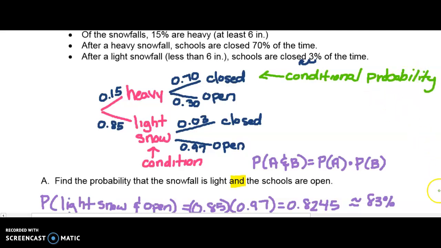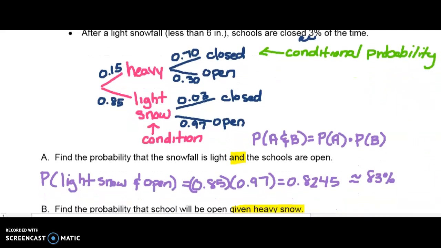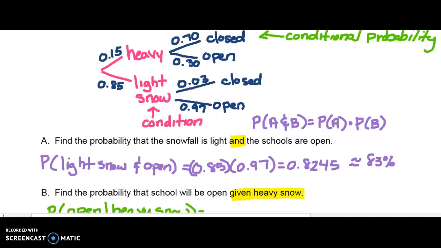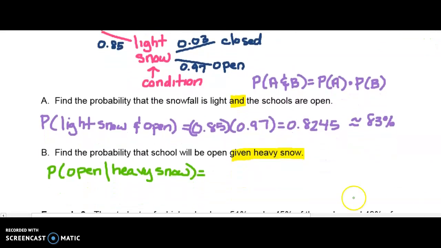All right, so the probability that school's going to be open given heavy snow would be 0.3 or 30%, which is approximately 30% of the time.